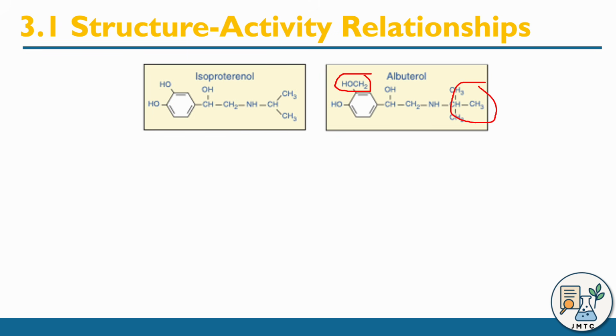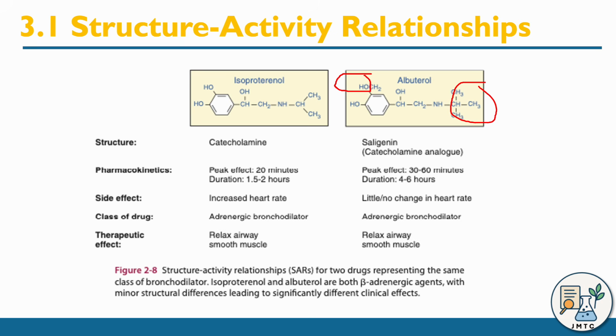So, they look almost the same, pero meron lang tayong slight changes. Both drugs are used for bronchodilation, but because of the small changes, our isoproterenol has the structure of a catecholamine, and our albuterol is a catecholamine analog. It's a saligenin.